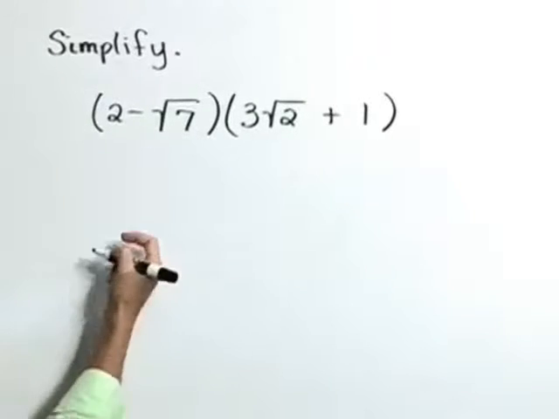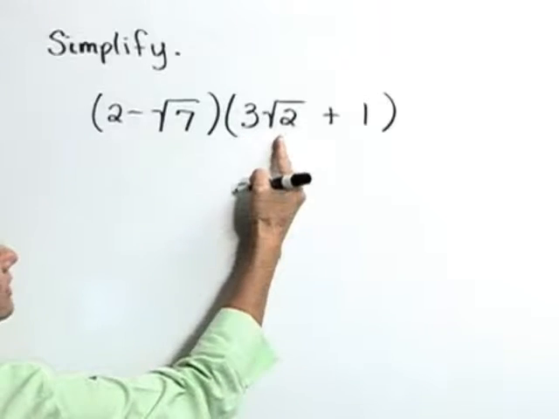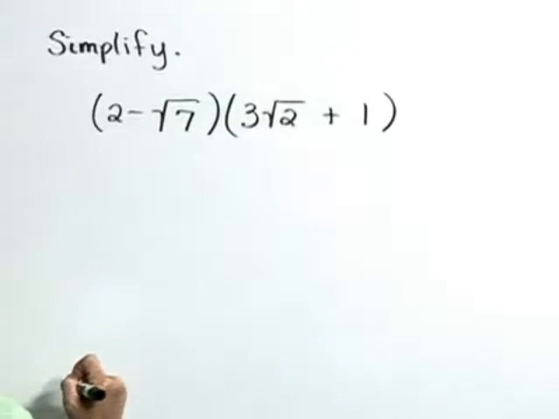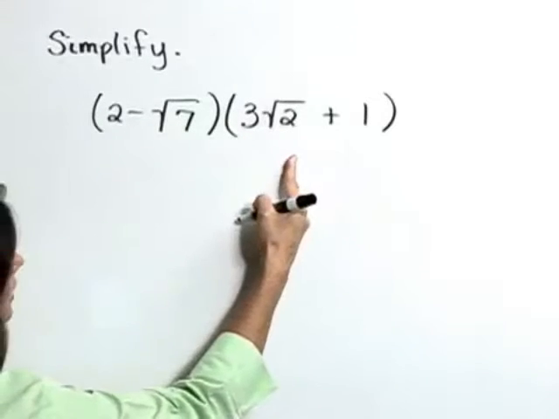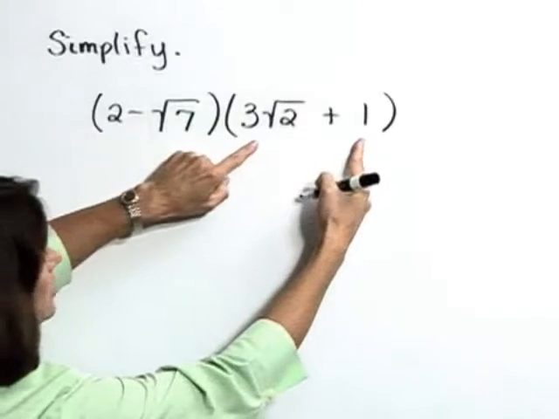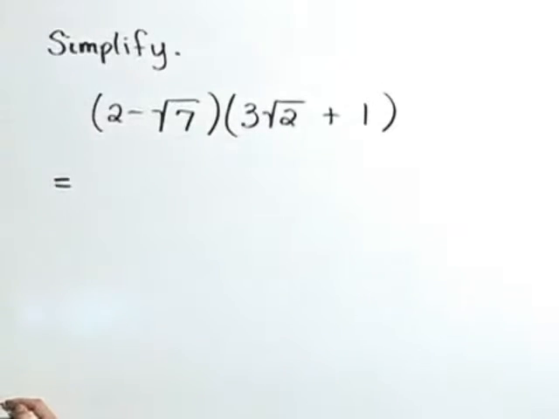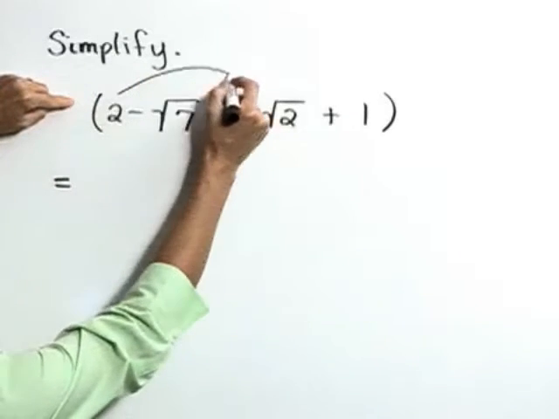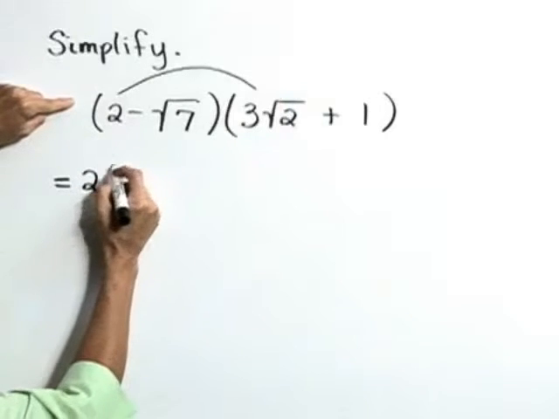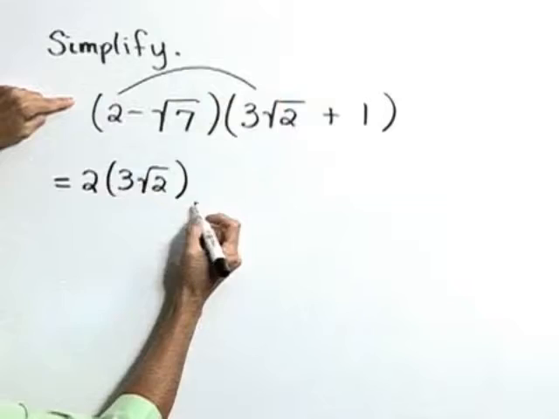Simplify the product of 2 minus the square root of 7 and 3 times the square root of 2 plus 1. Well, to multiply here, we're going to take each term of the first factor times each term of the second, or you might think of this as FOILing. Now, we multiply those first terms: we'll take 2 times 3 times the square root of 2.